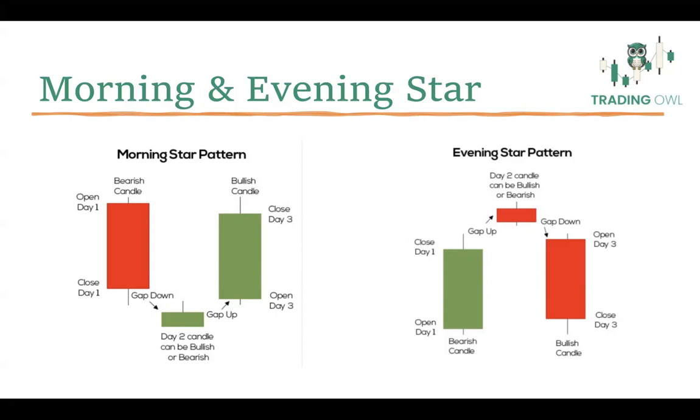Likewise, the evening star pattern is when the rally is about to exhaust. There's a second candle that is formed, which is indecisive, and there is a subsequent bearish candle on day three. And you can enter below the low of the bearish candle and trail your positions from there, or exit or book your profit. Let's go through some examples of the same.